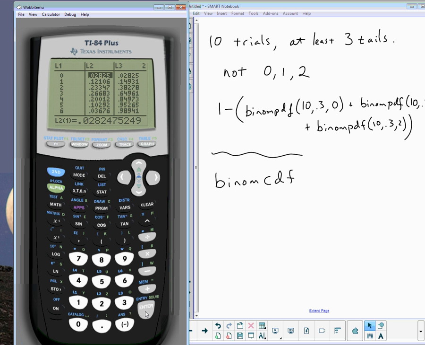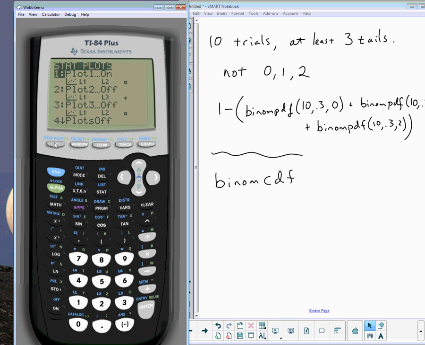If you look at list 3, what's happening is that I'm adding each value as I go down. And you'll see that it approaches 1. Okay? And in fact, go to stat plot, turn it on, and put it for list 3. There you have it.